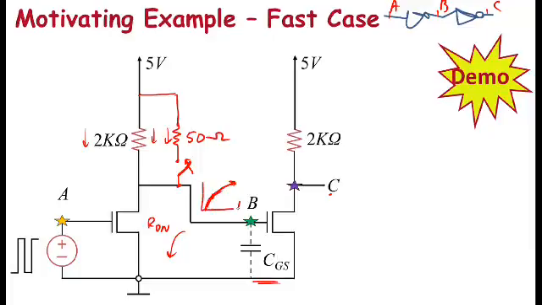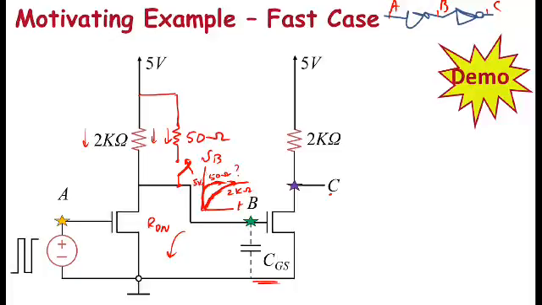So if this was time and this was VB, and this is what I have so far, and if I switch to the 50 ohm resistor, what do I expect? I expect something to look like this. This was 2 kilo ohm, and I expect my 50 ohm to be much faster. I expect it to shoot up very quickly and get to its 5 volt value. So let me write down 5 volts here.